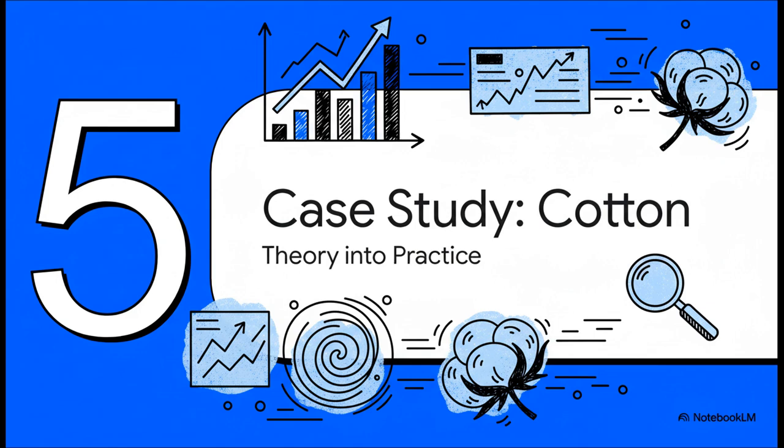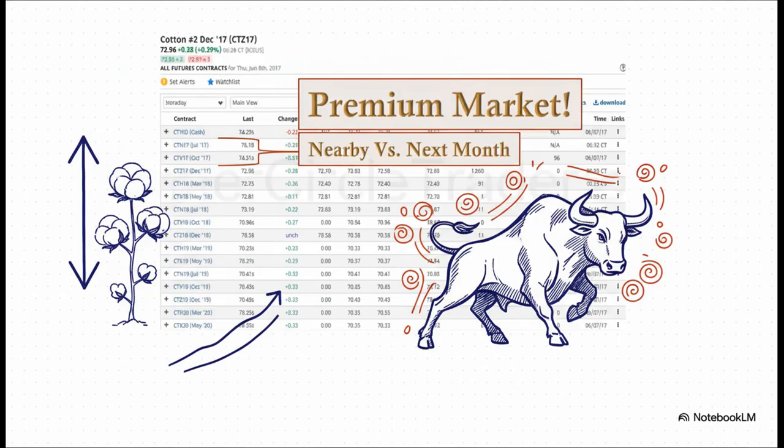Okay, that sounds great in theory, right? But let's see how this actually plays out in the real world. Theory is one thing, but seeing it on a chart makes it real. And ICT gives us this fantastic case study in the cotton market. So, step 1, what do we do? We check the market state.